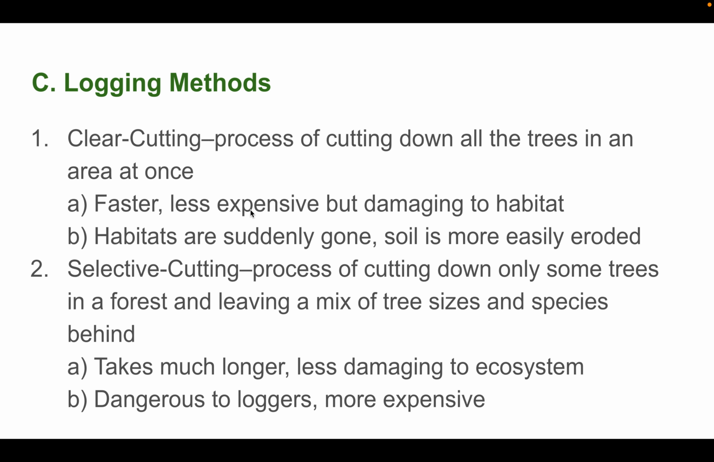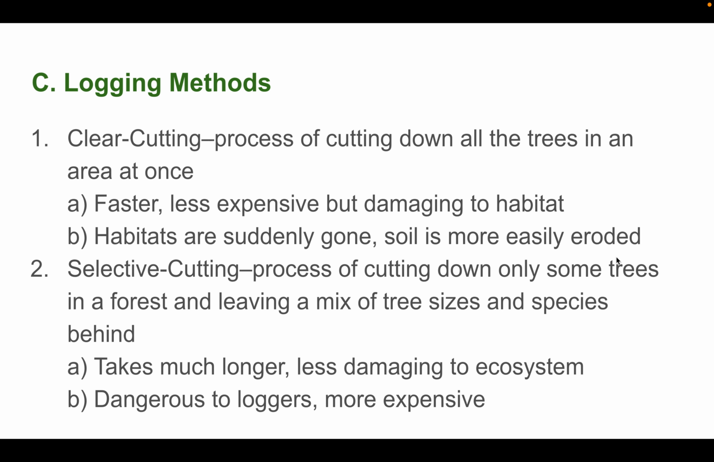So clear cutting means that you're going to cut down all the trees in the area at once. And this is a lot faster for logging. It's less expensive because all the equipment is there and you just kind of go on through. But it's also extremely damaging to the habitat because the habitat is just suddenly gone and that soil is going to be eroded.